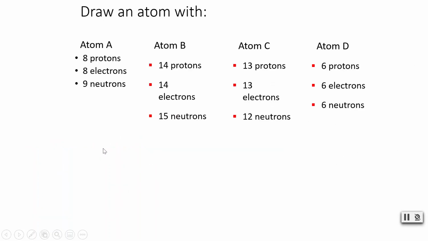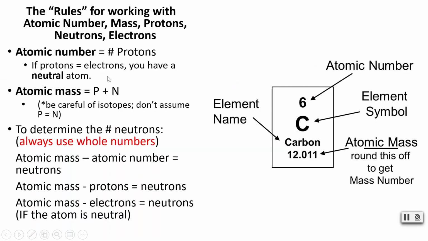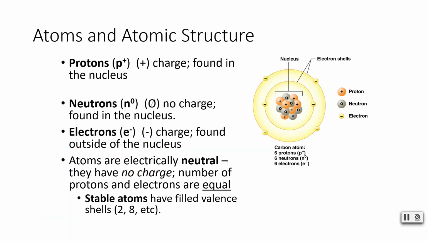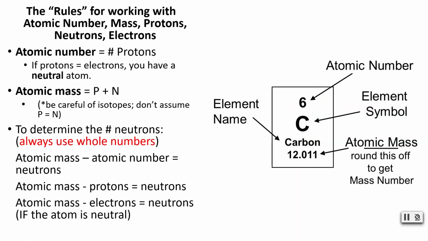Your atomic mass is your protons and your neutrons. If we go back to our little picture that we just looked at, we've got our protons and our neutrons in our atomic nucleus. All of these have mass, and that mass is equal to 1. So 1 proton has 1 mass unit. 1 neutron has 1 mass unit. We always use whole numbers, so we would do good rounding. So this would round up to 12.